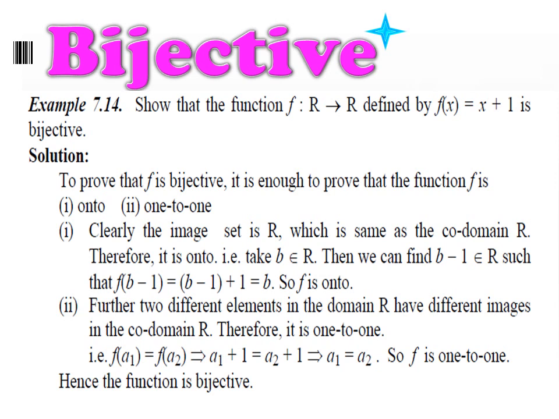Take b belongs to R, then we can find b minus 1 belongs to R such that f of b minus 1 is equal to b minus 1 plus 1, so that f is an onto function.